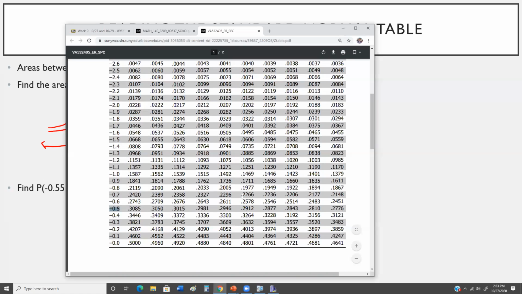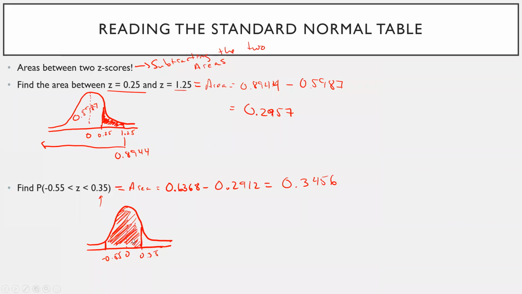Isn't this table referring to values on the left of that number? It does. So what's really happening here is, do you notice how I'm not interested in this area right here? This white open area here is 0.2912. And this 0.6368 is the area from here all the way here, which includes this unshaded area. So I have to take it away. Oh, okay. Got it. Does it make sense? Okay, thank you.